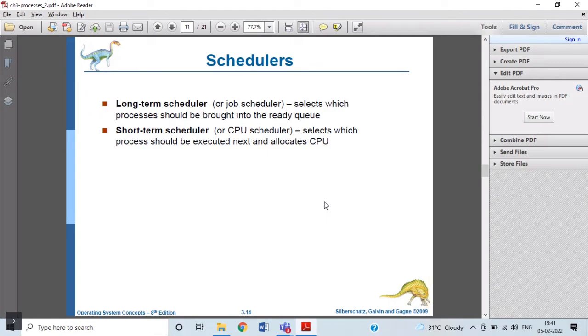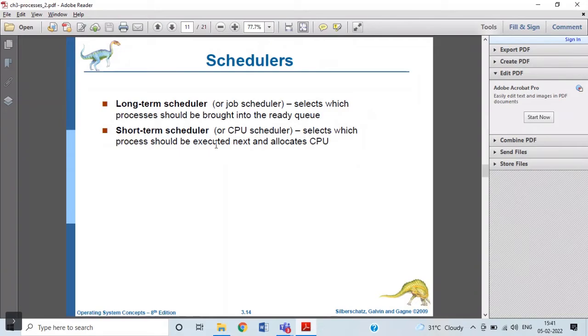And schedulers. How are these processes scheduled? With the help of schedulers. We have two types of schedulers: the long-term scheduler and the short-term scheduler. The long-term scheduler selects which processes should be brought into the ready queue. And the short-term scheduler selects which process should be executed next and allocates the CPU.